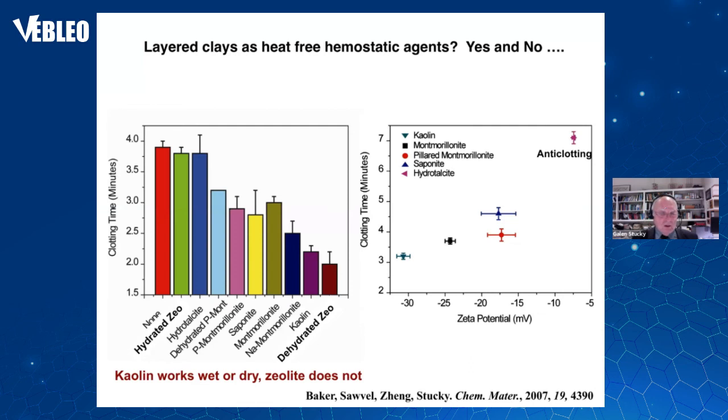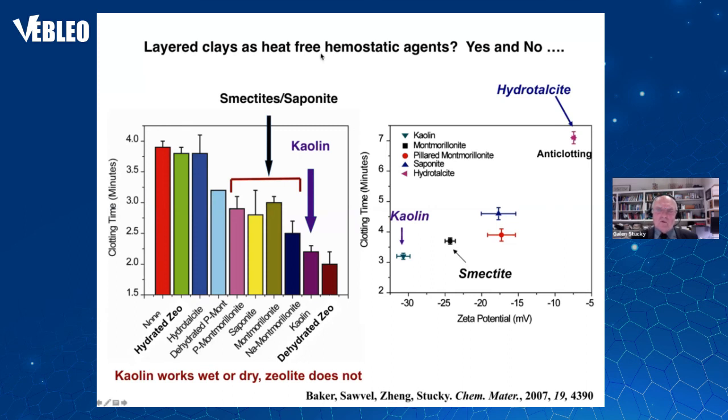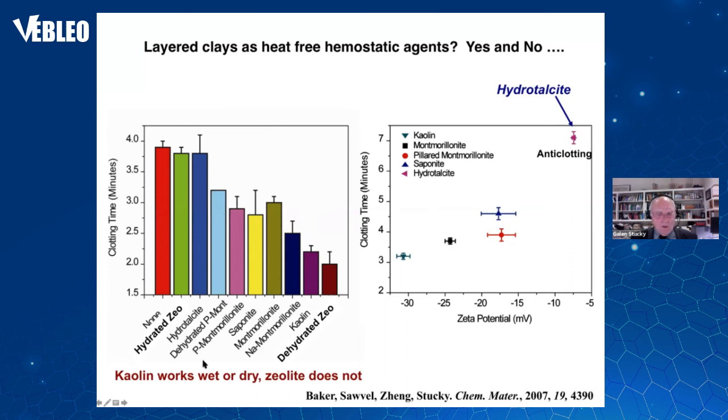The solution, which we got, is shown here. We tried some two-dimensional layered structures. I call them layered clays, but they're not all clays. But anyway, the kaolin here had a very low clotting time, and it worked wet or dry. It didn't matter. Here's the hydrated zeolite, which didn't clot well. And here, after it's dehydrated, it works very well.